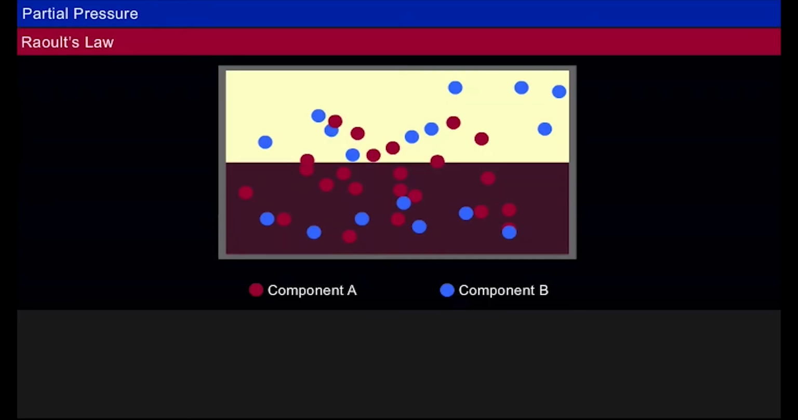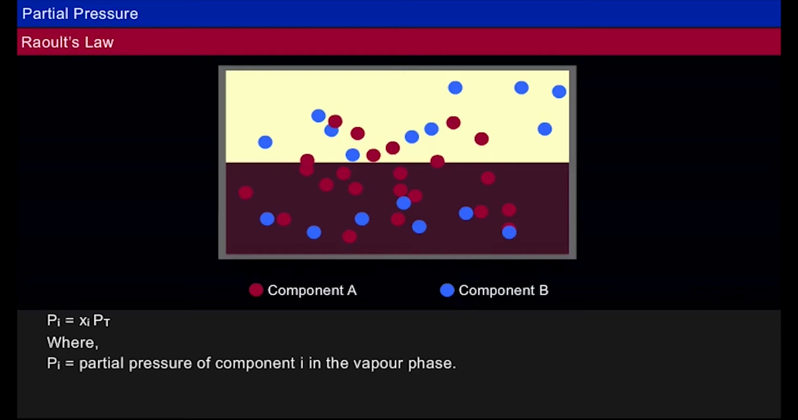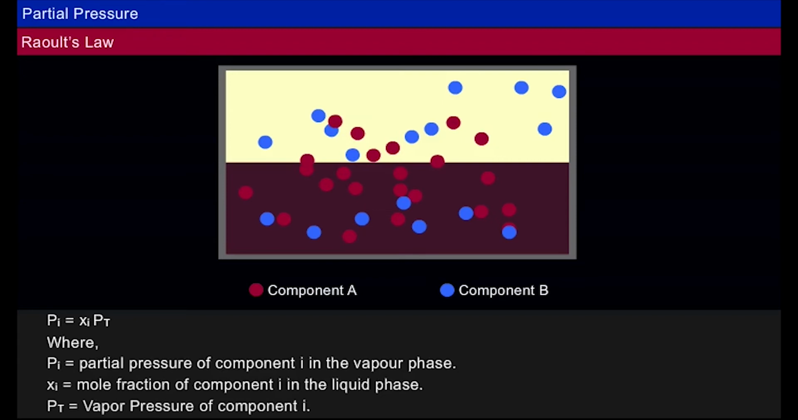Let us discuss Raoult's law. The Raoult's law equation is given as Pi is equal to Xi into Pi star, where Pi is equal to partial pressure of component i in the vapor phase. Xi is equal to mole fraction of component i in the liquid phase. Pi star is equal to vapor pressure of component i.